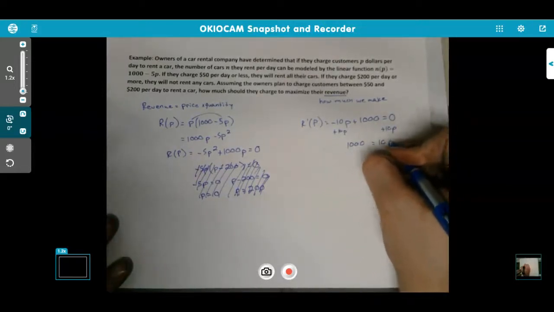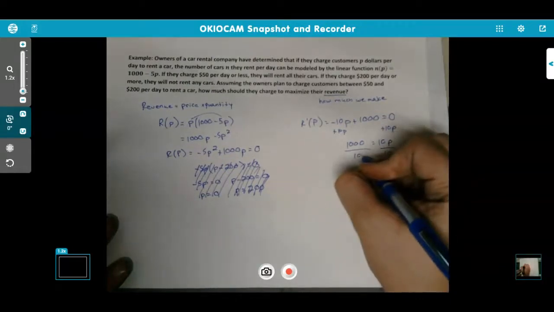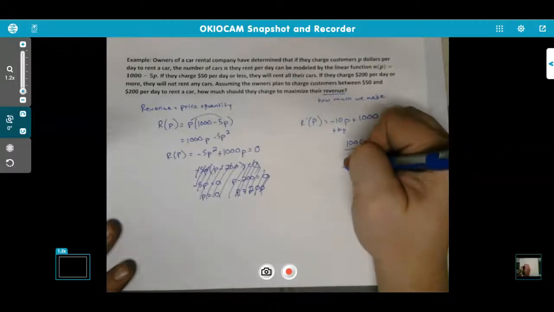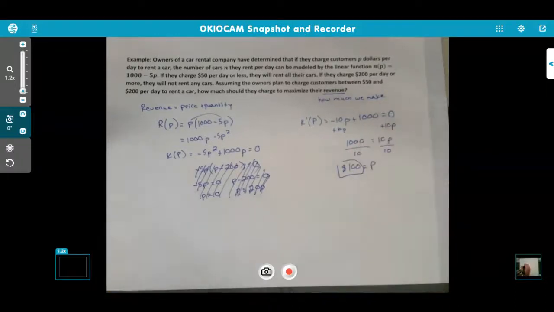1,000 equals 10P. Divide by 10, and you get 100. So this means my price should be $100. That's how I'm going to maximize how much I'm going to make. Sorry for the mix-up there.